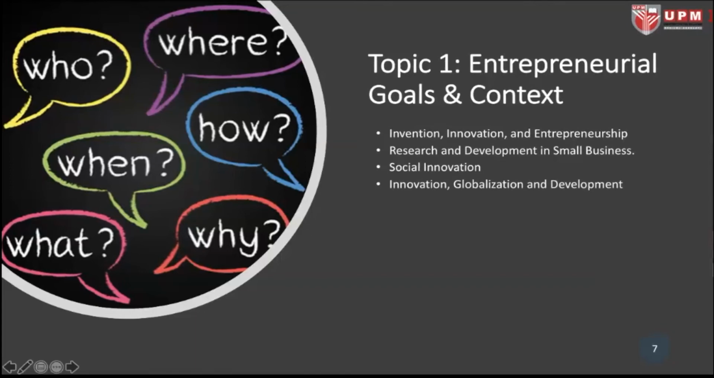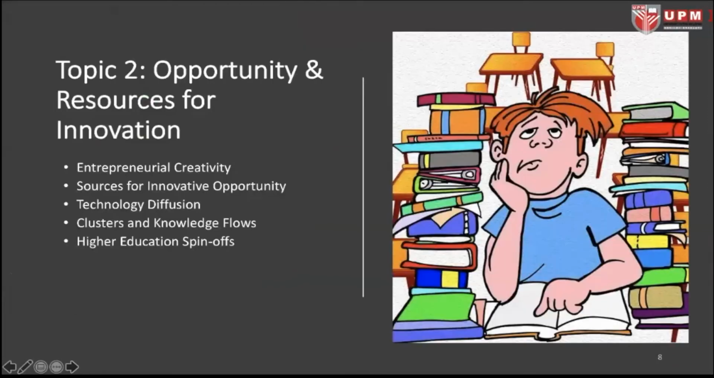Okay, and also we will touch a little bit on social innovation. Okay, what is social innovation, and we are also going to look into innovation, globalization, and development. For the second topic, okay, we will go into opportunity and resources for innovation. We will look at entrepreneurial creativity, sources for innovative opportunity, technology diffusion, clusters and knowledge flows, and higher education spin-off. Right?